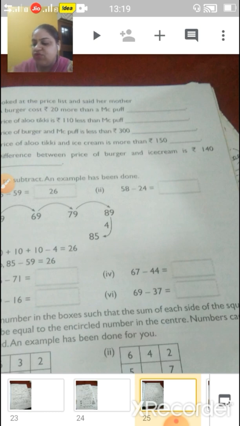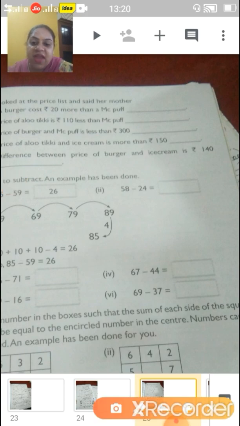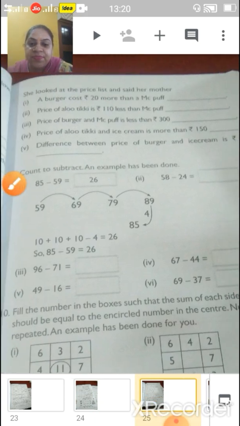Now come to the next question, count to subtract. Same way, this is the expanded form that we have done in our book. Understood? First is done for you, like 85 minus 59 is 26, and if we are watching in expanded form, that is 30 minus 4, that is 26, and if we are doing here also minus, that is also 26. Understood? You should know expanded form also and direct also.